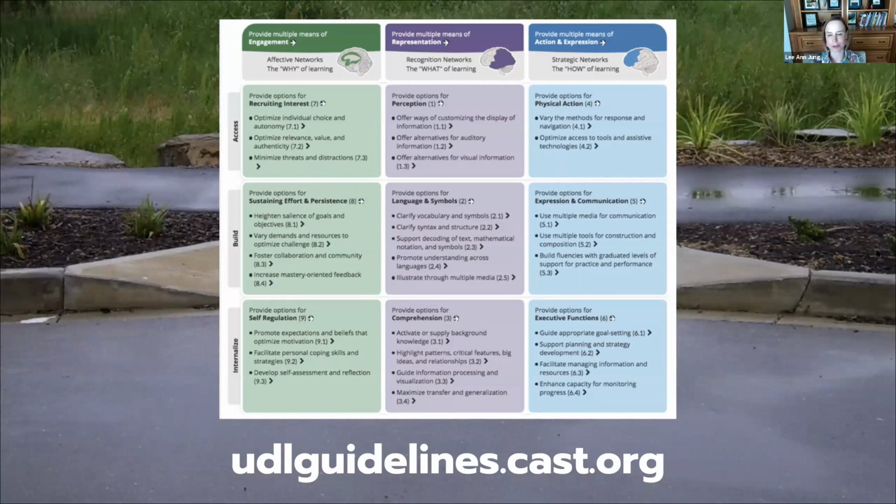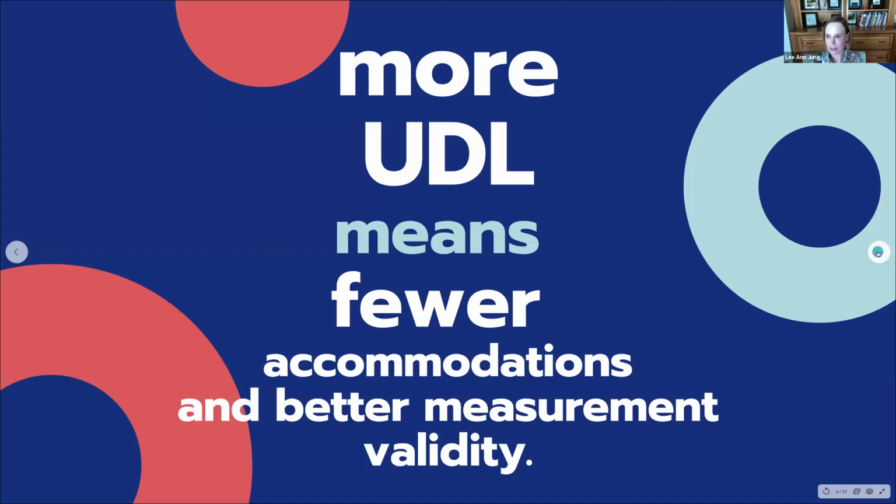This is the original organization that put out UDL. Now, when we put into place universal design for instruction, we need fewer accommodations and modifications, and we have better measurement validity. Now, as we think through some of the options that we have for multiple means of expression, you may be thinking, these sound a lot like differentiation, or this sounds a lot like accommodations that we make.